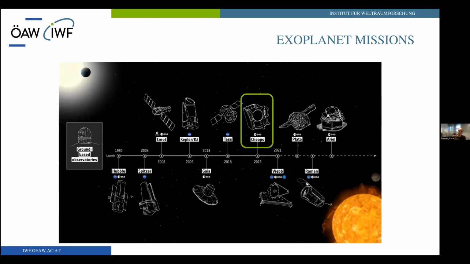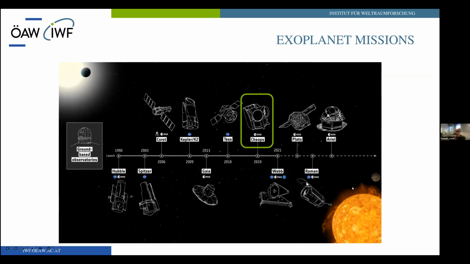So now let's get closer to the mission here. This is the timeline of missions that have been developed and are going to be launched in the near future, that are dedicated or have studied or still study exoplanets. And you have a large range of ground-based observatories. And then we have Hubble. We still have Hubble. We had Spitzer. We don't have it anymore. We had Corot. We had Kepler and K2.